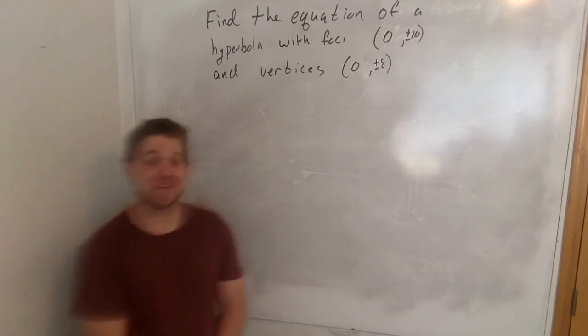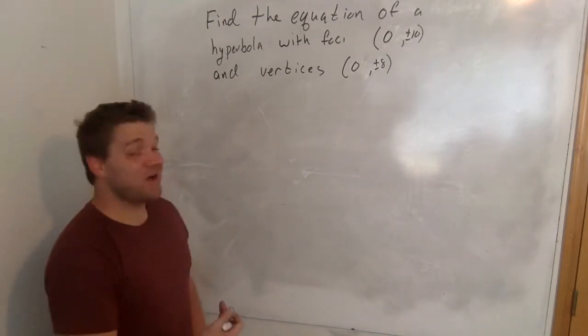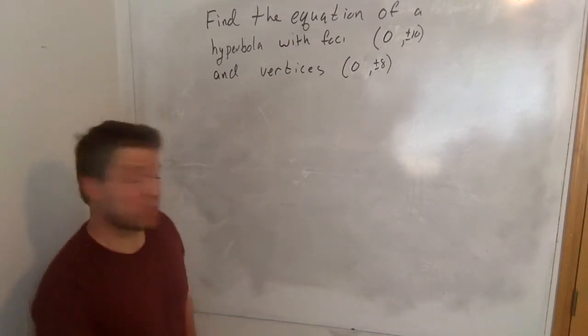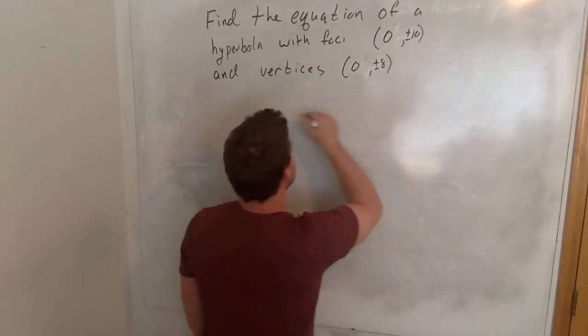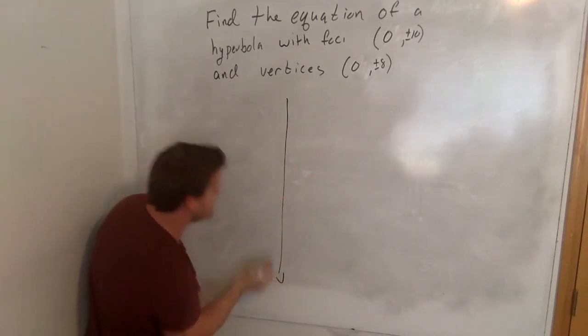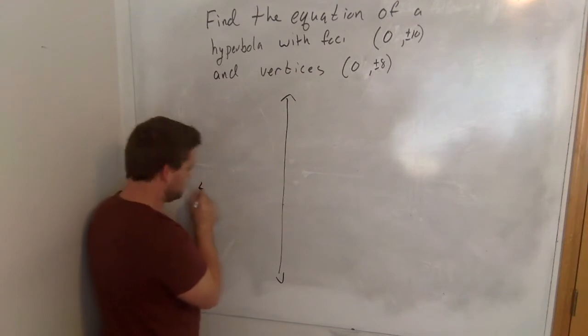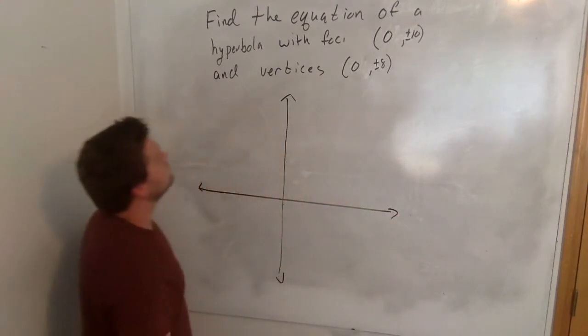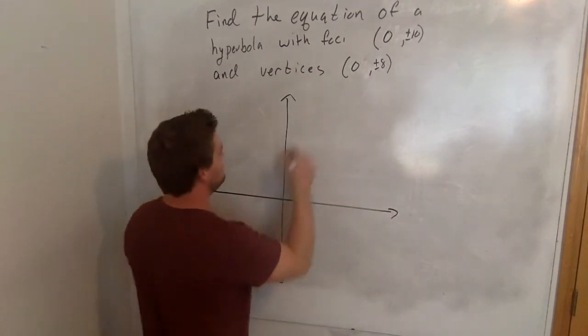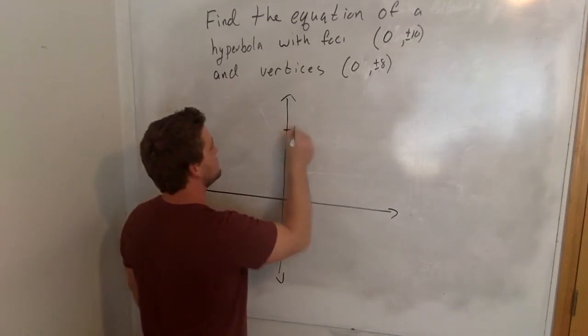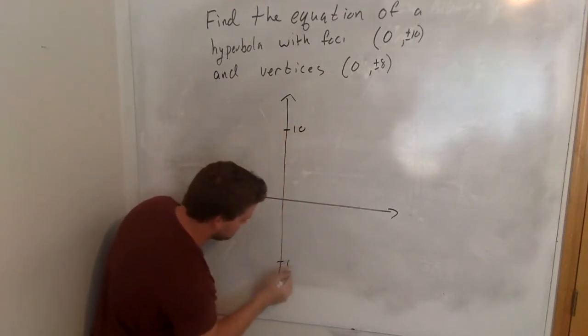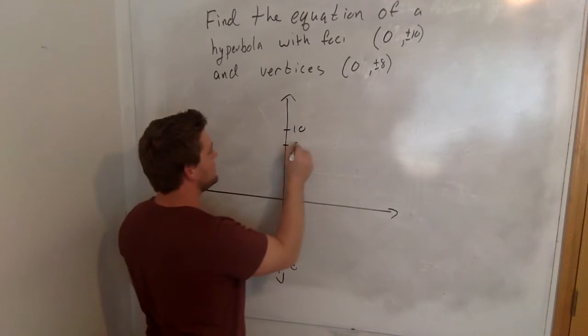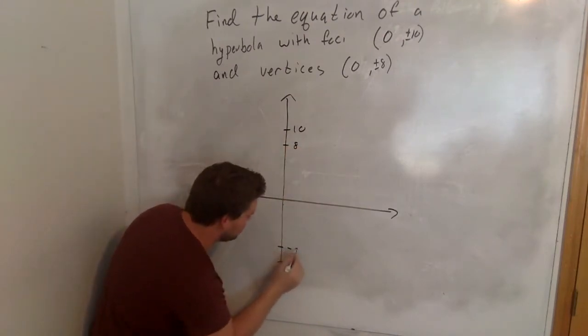Okay, let's do it together. So I think what's going to help us first is to plot these points. We'll plot them right here. Okay, so our foci are 10 units up. Maybe I'll just mark a 10 here. 10 down. And we can mark an 8 and a -8.